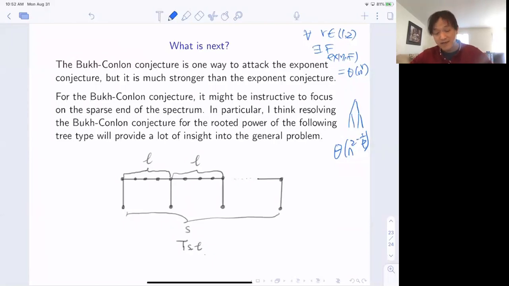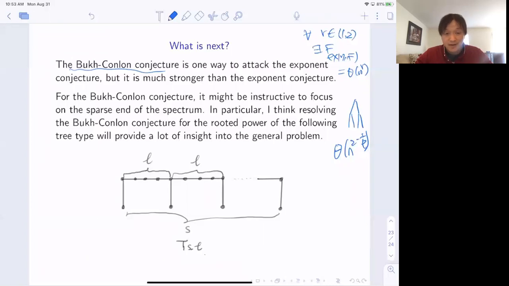Conceivably, one can maybe come up with some clever induction where you are allowed to adjust your tree along the way. When you reduce to a smaller subtree, maybe you only care about the existence of a certain subtree, right? So conceivably, there's some clever reduction mechanism that would allow you to bypass proving Bukh-Conlon, but still establish the exponent conjecture.